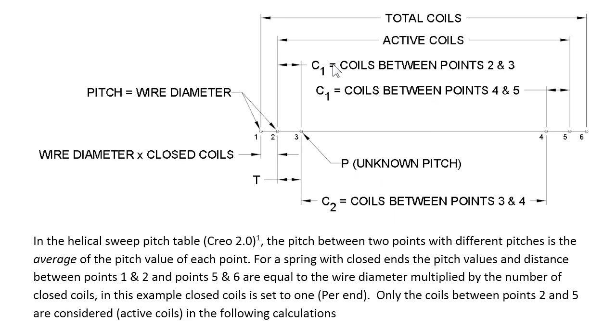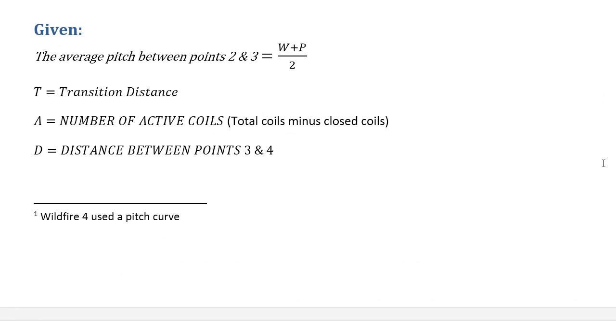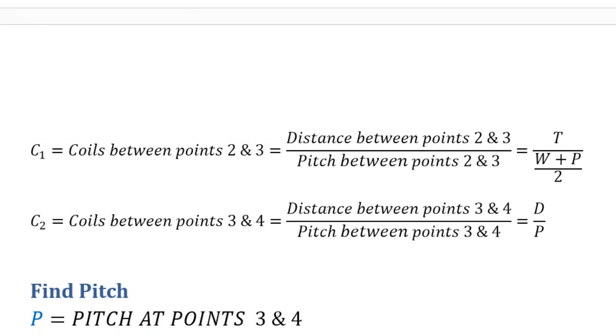And note that C1 is the coils between 2 and 3 and between 4 and 5, so we need 2 of those. So 2 times C1 plus C2 is going to be the total coils. Total active coils will be C1 times 2 plus C2. So we're given the average pitch at points 2 and 3 is (W plus P) over 2. And these are our constants that we know.